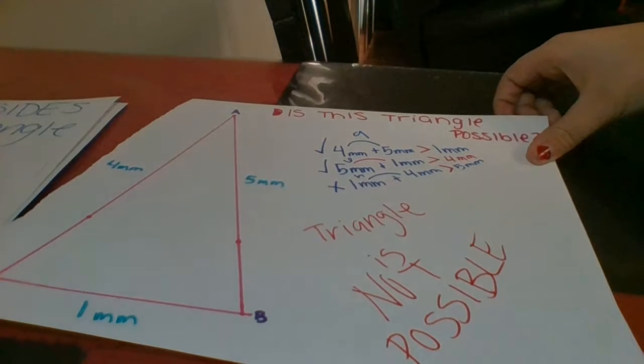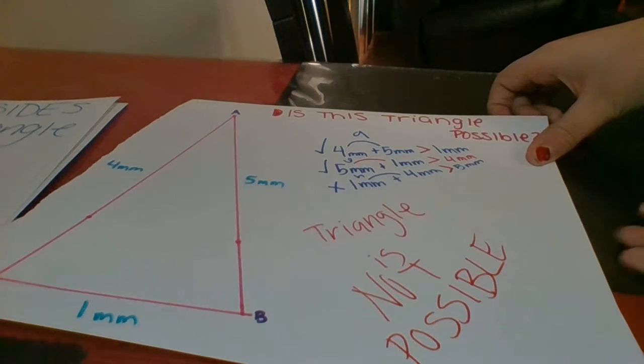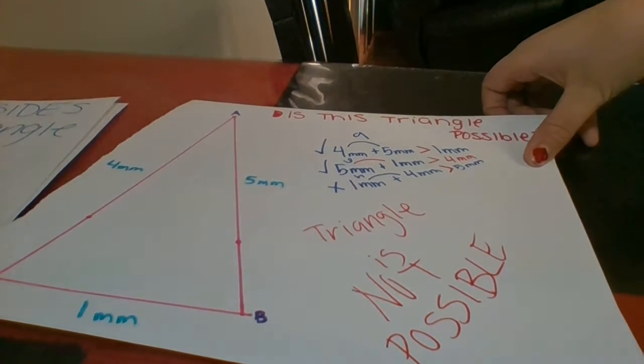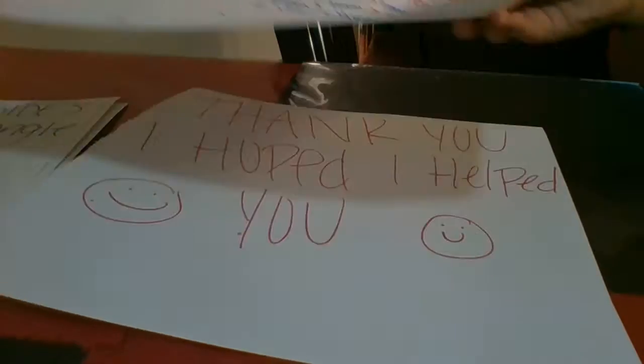And that's how you figure out if the triangle is possible or not possible using the inequality theorem.